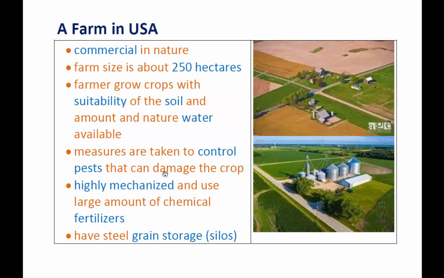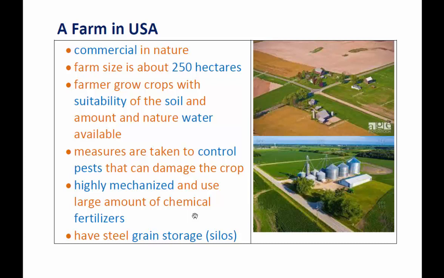And not only that, they take up measures to control pests that can damage the crops. That means they are very much aware of pests and even insects. Sometimes they destroy the crops, no? So they take up several measures. They use pesticides, they use insecticides and all in order to control this. And not only that, they use highly mechanized machines, so to say. They use only machines most of the time, and also use a large amount of chemical fertilizers, in order to increase the production.